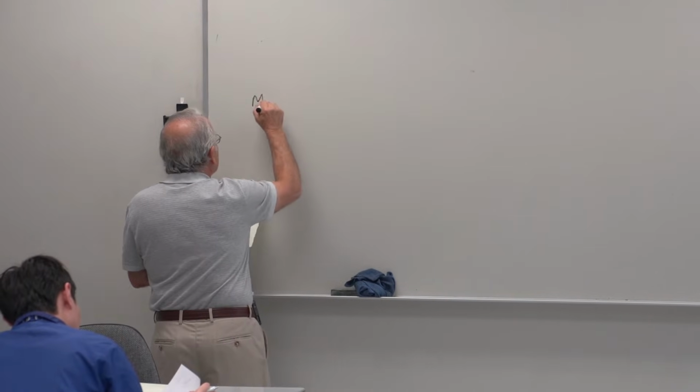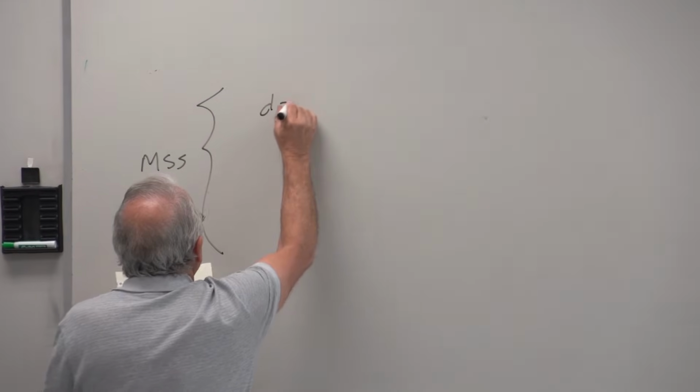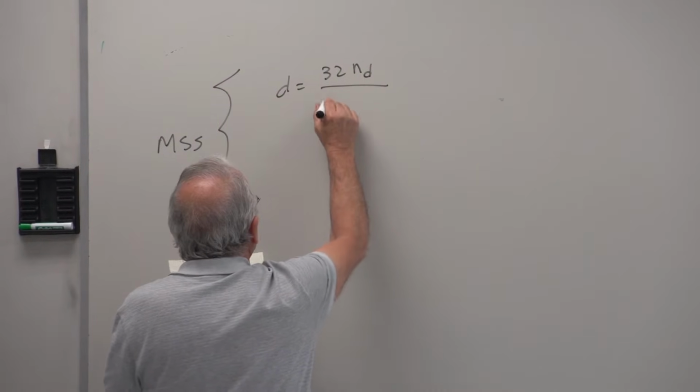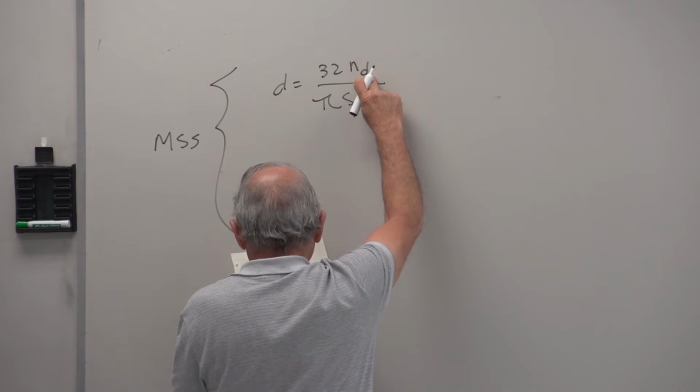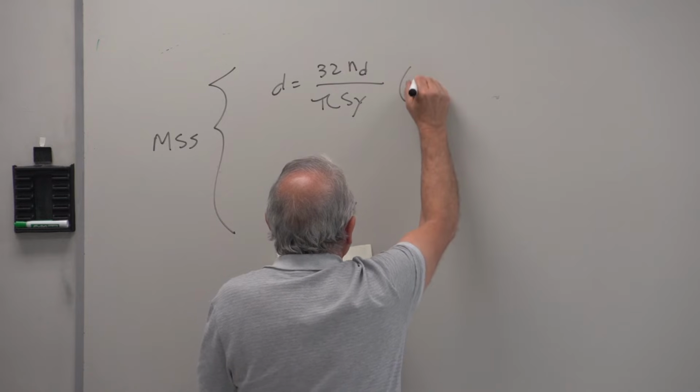For the maximum shear stress theory, we get d equals 32 nd, nd is the design factor, divided by pi Sy. Your book may or may not have the subscript d on it, and whether you want to use it or not, it really doesn't matter.